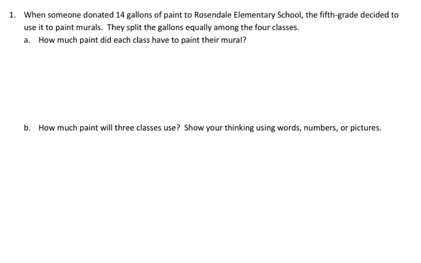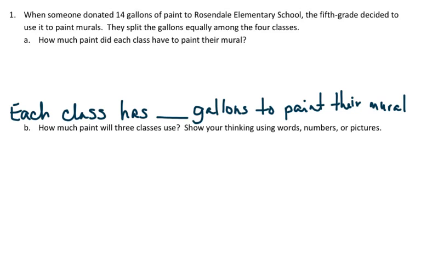It says, when someone donated 14 gallons of paint to Rosendale Elementary School, the 5th grade decided to use it to paint murals. They split the gallons equally among the 4 classes. So part A says, how much paint did each class have to paint their murals? So we're going to start with our target sentence. And it reads, each class has blank gallons to paint their mural.